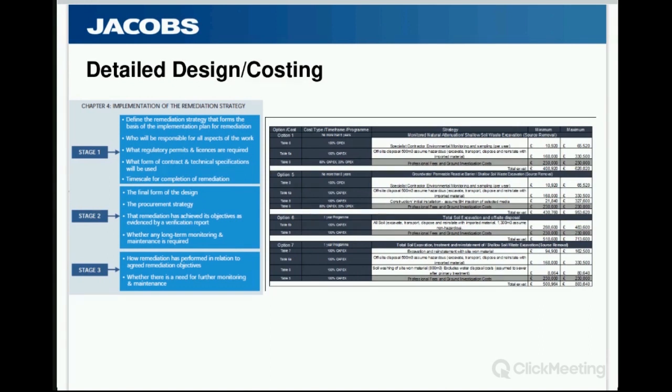An outline of the detailed design and costing is summarized in model procedures. I'll give you a reference at the end to the NHBC, which also produces a similar sister document to the CLR document, which I actually find a lot clearer, a little bit more contract savvy and more outward looking, where CLR 11 tends to be a little bit on the academic side on occasion.